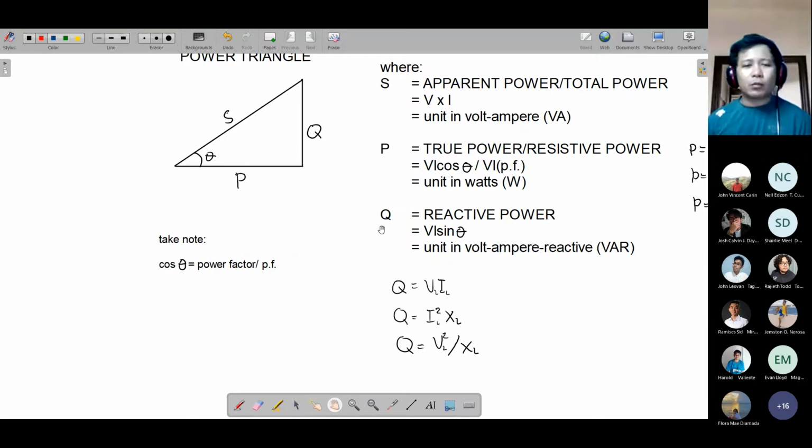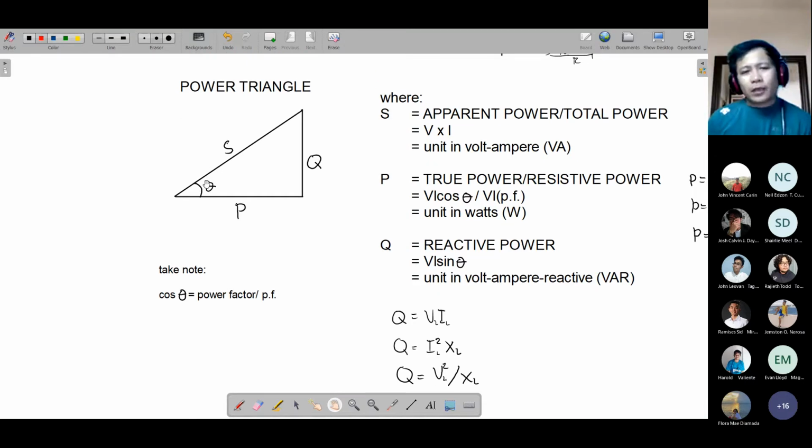Why? Why is the power factor closely observed? It's because your power factor is related to the angle. Why is the angle theta so important? The angle theta is very important because, take note, what you pay, or what your parents pay, is this P.